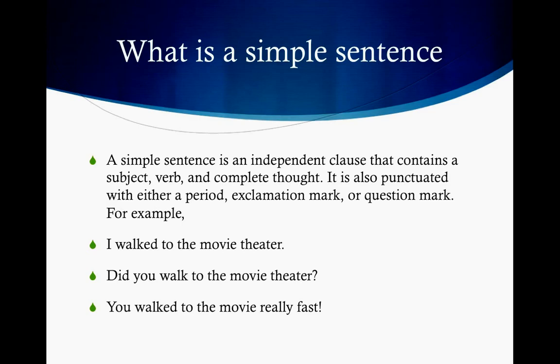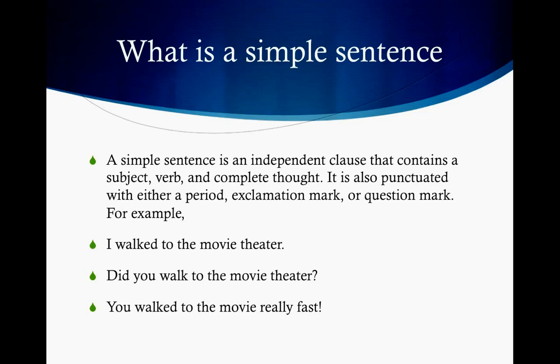Now, the next example is you walked to the movie really fast. This one is punctuated with an exclamation mark because it's in a sense a surprise. But again, it still has the subject you, it still has the verb walked, and it still has that infinitive phrase. And then it finishes off with the exclamation mark.